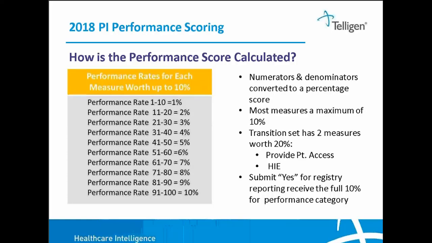The performance rates are scored on a static decile scoring scale. So it's not pure benchmark like in the quality category. So, for instance, a performance rate of 41 to 50% earns you 5 points out of 10. If you have a performance rate of 60%, it's going to earn you 6 points out of 10. If you have a performance rate of 61%, it's going to earn you 7 points out of 10, and so on.